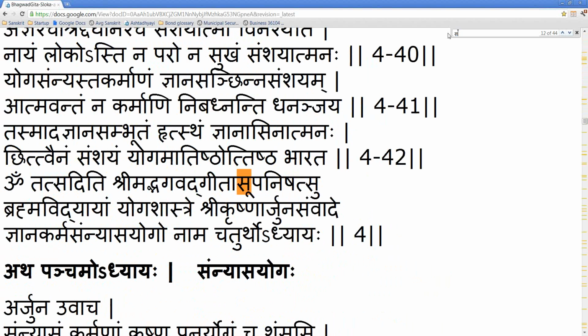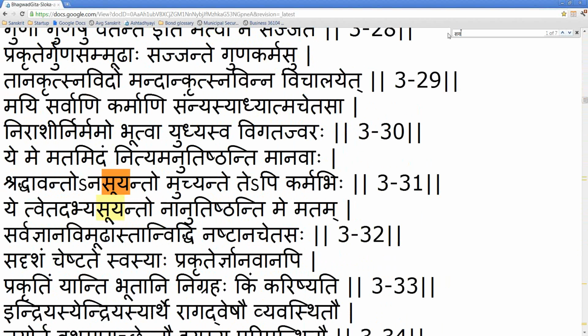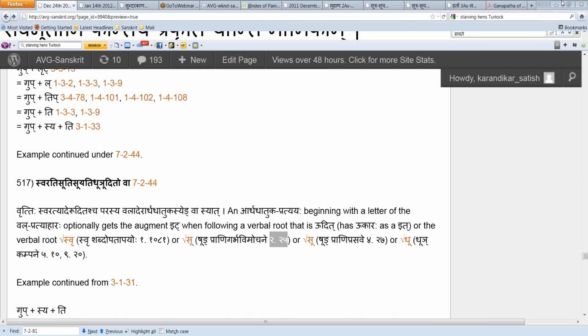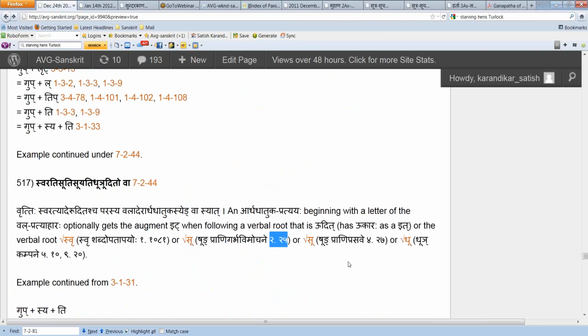So suyate sacharacharam, chapter 9 of Gita, suyate. So this is the pratyaya shyan pratyaya, divadibhyashyan, so that becomes suyati. So here we get, remember, one more small detail is that we said ikshtipav dhatu nirdeshe. The dhatu may be atmanepadi or parasmaipadi, it doesn't matter.